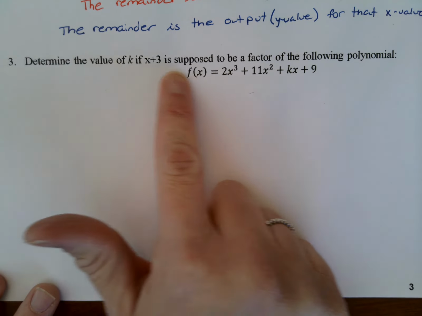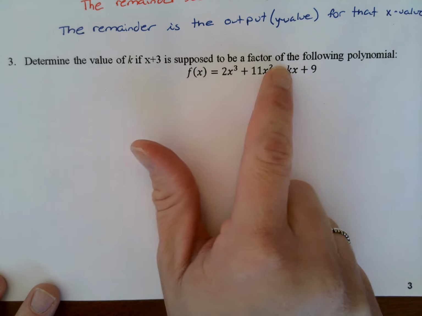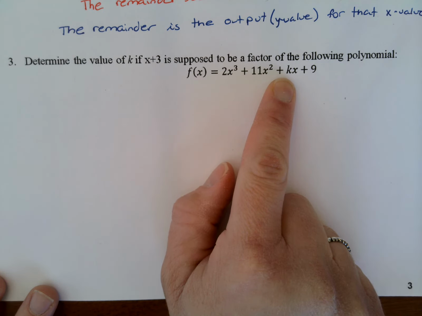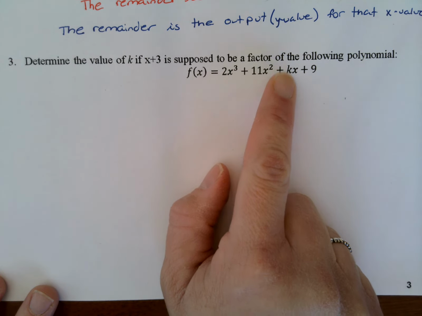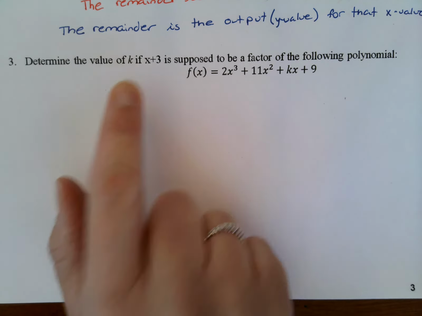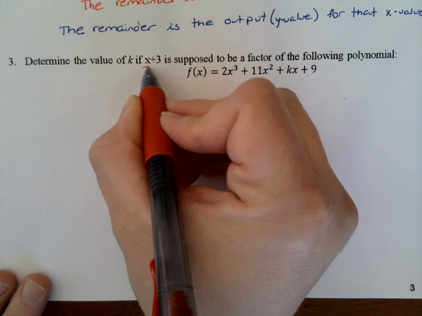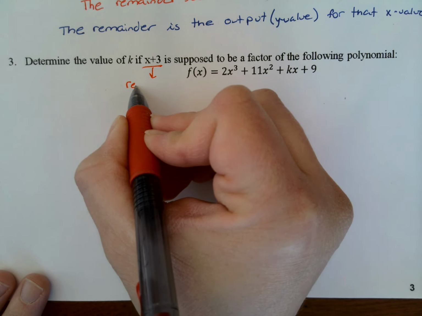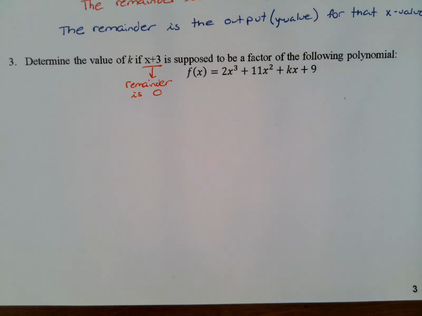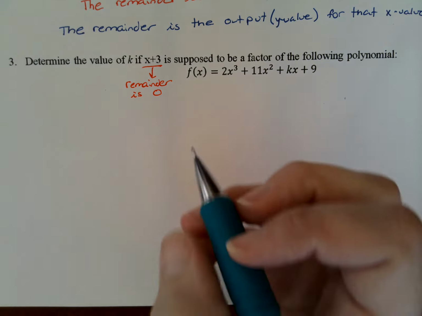So here it says to determine the value of k if x plus 3 is supposed to be a factor of the polynomial. So as you see, we're missing a coefficient. Okay, we're missing k. We want to figure out what that number is. Well, what we can do is synthetic division, knowing that x plus 3 is a factor. If x plus 3 is a factor, that means our remainder is 0. Okay? Because I tell you that the remainder is 0. So I can actually start setting up my synthetic division.